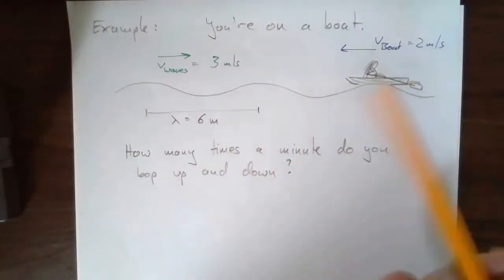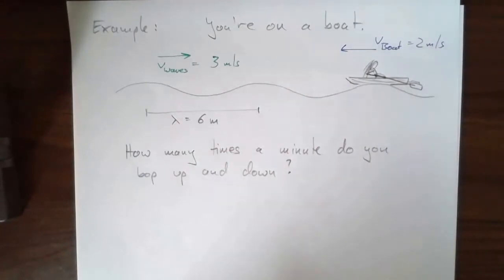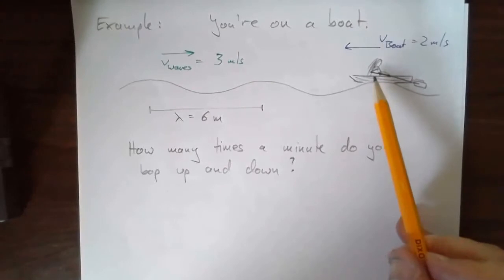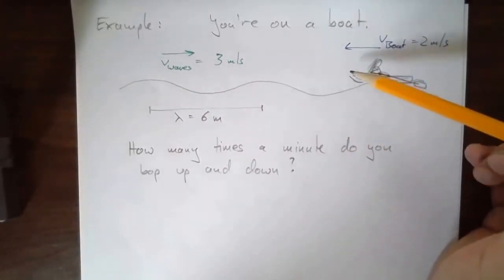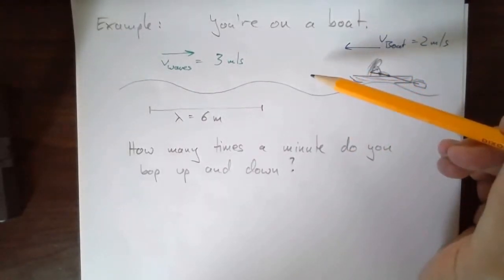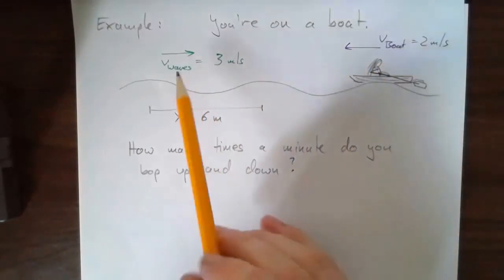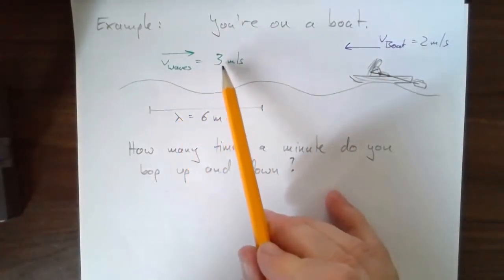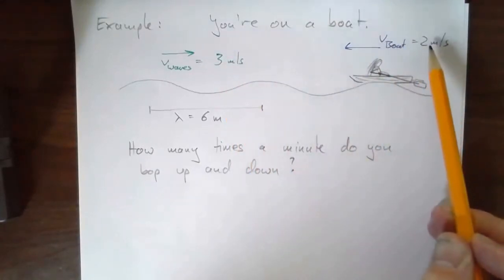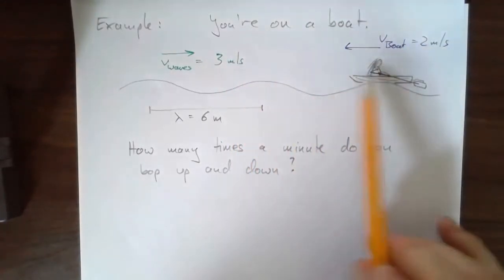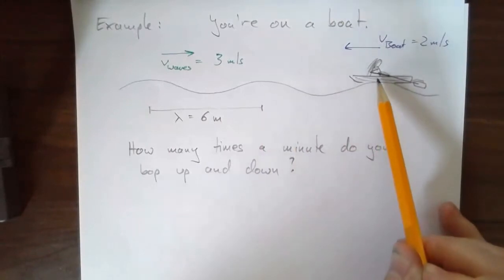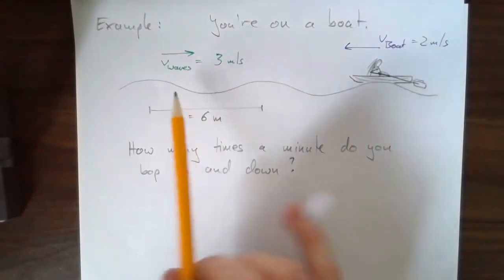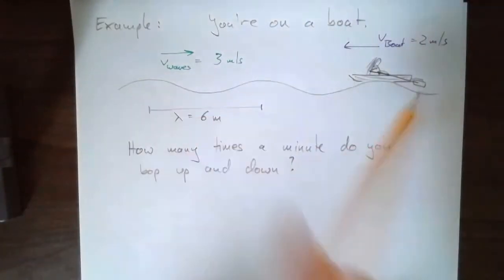Now, we could plug this stuff into the equation we just derived, or we could just think about it. Right, what's the answer? Well, with the boat moving to the left, it's essentially the same as the waves moving to the right, not with 3 meters per second, but with 3 meters per second plus 2. Right, we're sort of shifting our frame of reference. Say, well, relative to me rowing, the waves are moving 5 meters per second to the right.